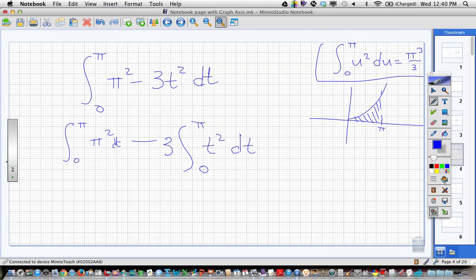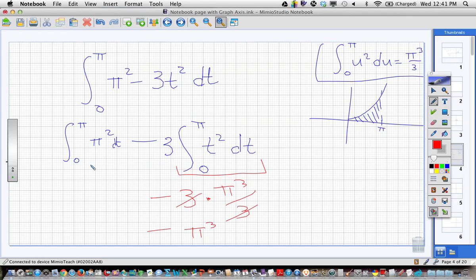Well, wouldn't that be this piece right here? That part right there is the same as that right there. T squared, u squared, x squared, all the same thing. So this ends up being minus 3 times pi cubed over 3. So the 3's will cancel, and that ends up just being minus pi cubed, right? So what I have left is this.